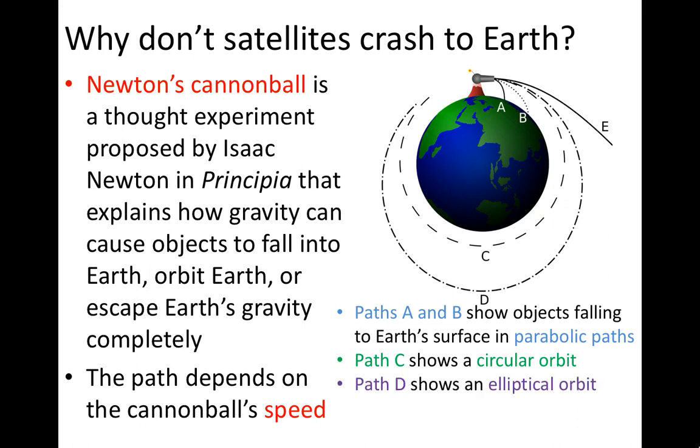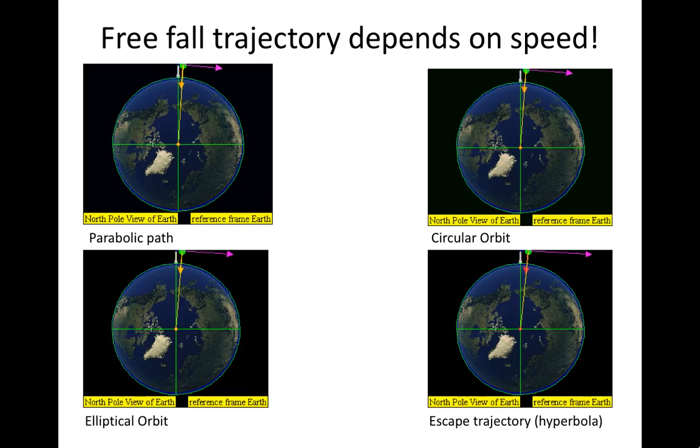Path D shows an orbit, but it's a little bit different. It's in the shape of an ellipse. And if the cannonball is fired fast enough to escape the Earth's gravity, we would refer to that as an escape trajectory. And escape trajectories have a particular mathematical shape called a hyperbola.